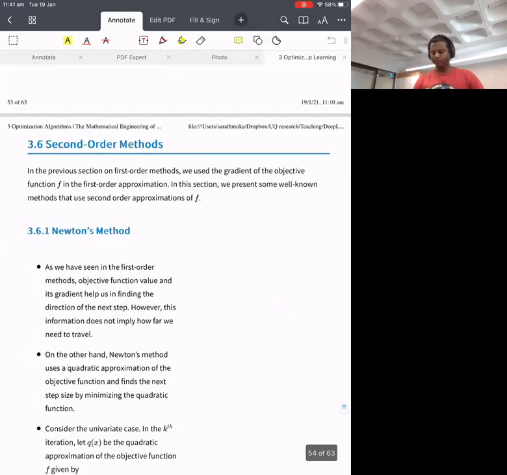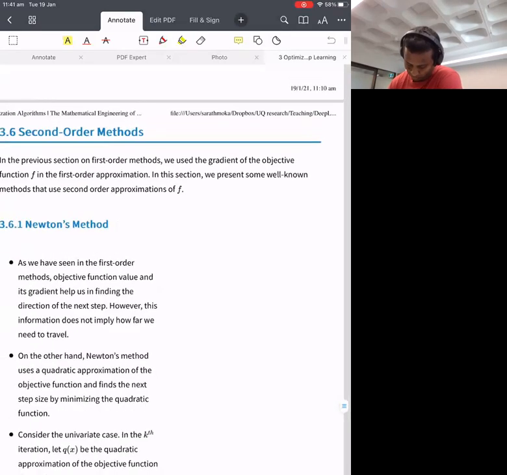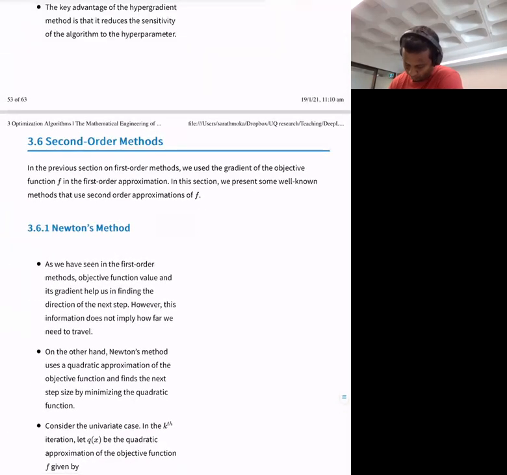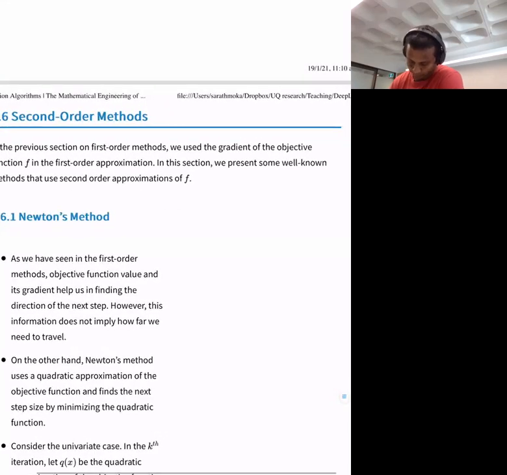Okay, let's begin with second order methods. Let's go through quickly what the second order approximation is. We have seen the Taylor expansion, and if you discard higher order terms, we get a second order approximation. So let's do it one more time for the sake of continuity.